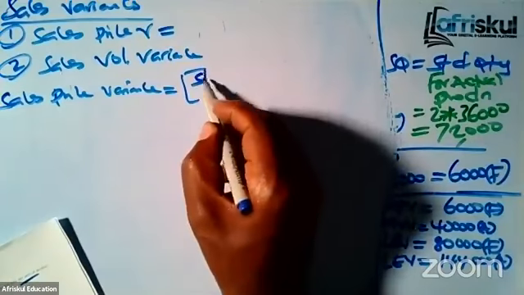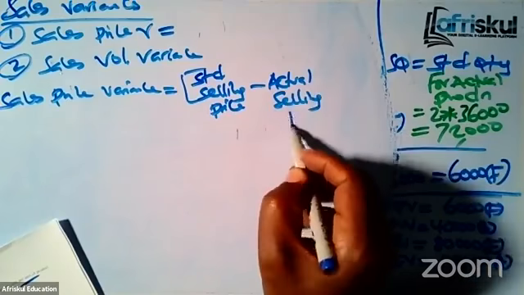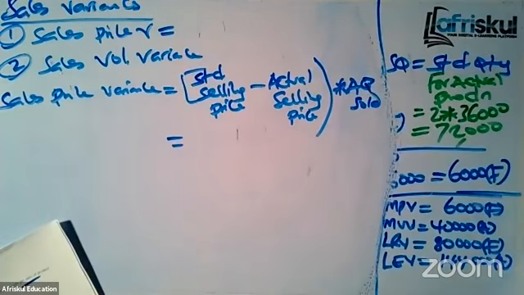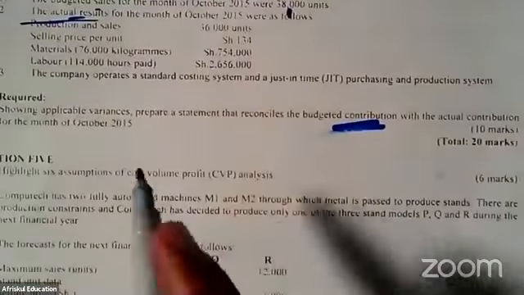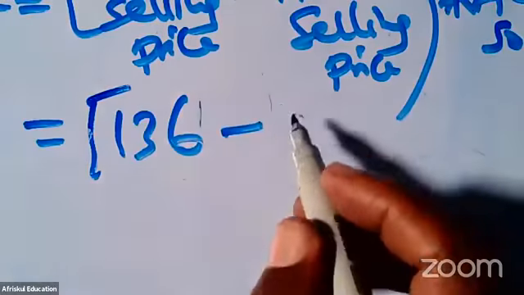So we start with the first one, which is the sales price variance. How do we get it? It is the difference between 2 prices. We have the standard selling price minus the actual selling price, and then outside here we have the actual quantity sold. In this question, the standard selling price is 136, minus the actual selling price. Under the actual results, note 2, the actual selling price was 134.